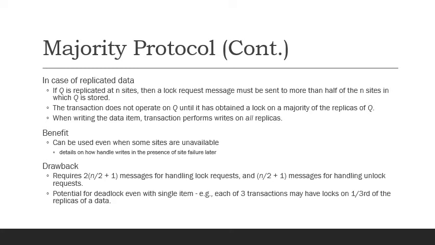Drawbacks: it requires 2 times (n/2 + 1) messages for handling lock requests and (n/2 + 1) messages for handling unlock requests. Potential for deadlock even with a single item. For example, each of 3 transactions may have locks on 1/3 of the replicas of a data item, and it may lead to a potential deadlock.